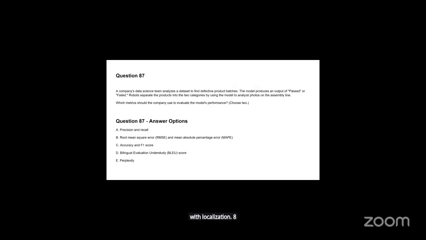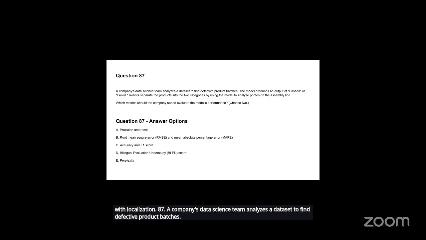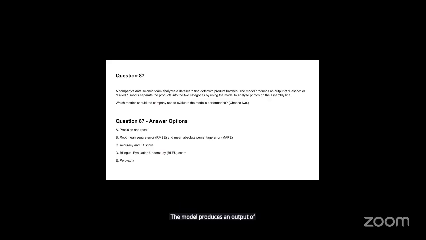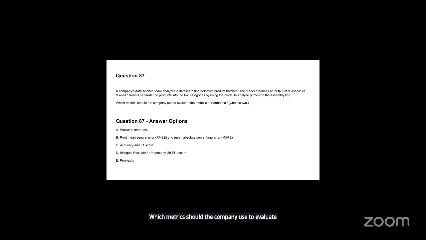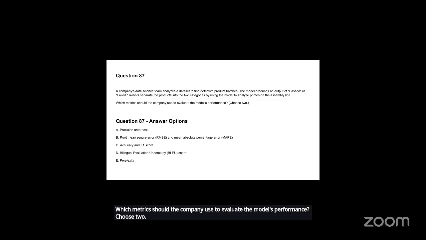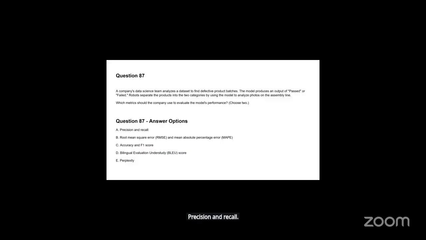87. A company's data science team analyzes a data set to find defective product batches. The model produces an output of passed or failed. Robots separate the products into two categories by using the model to analyze photos on the assembly line. Which metrics should the company use to evaluate the model's performance? Choose two: precision and recall, root mean square error and mean absolute percentage error, accuracy and F1 score, bilingual evaluation understudy score, perplexity.